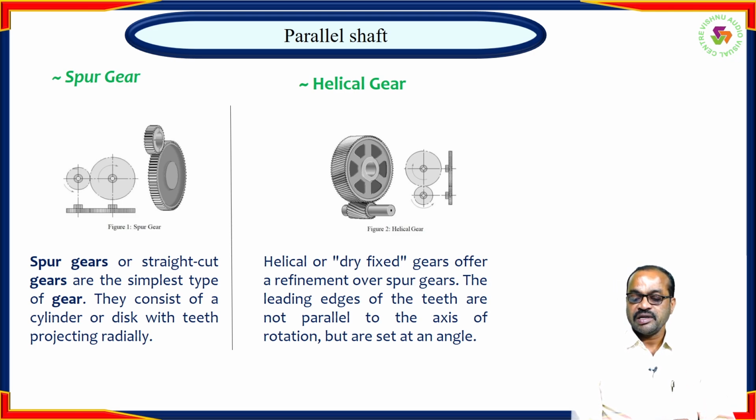Coming to helical gear, you can see the teeth are inclined. Some angle is provided to make the teeth on a helical gear. That angle is called the helix angle. So this is the second gear under parallel shaft. You can see the image of spur gear as well as helical gear. The teeth are straight in spur gear. The teeth are inclined in helical gear.